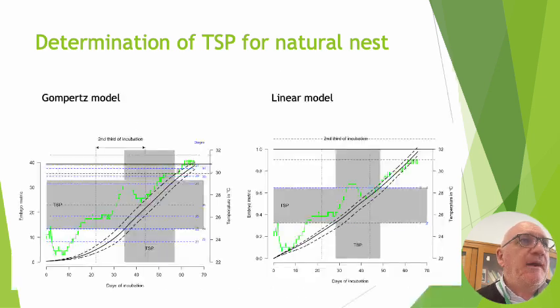If you compare the Gompertz model and the linear model, you see that in both cases the TSP is shifted to the right. This is normal because you have a trend of incubation temperature, a positive trend. But the TSP is more shifted in the Gompertz model than in the linear model. And note that this is true only because we are at fluctuating temperature. At constant temperature, we will not see this.